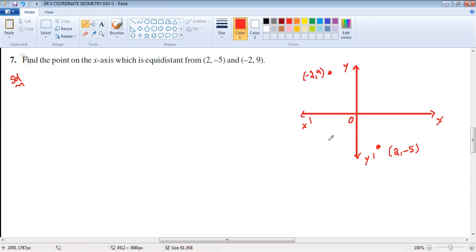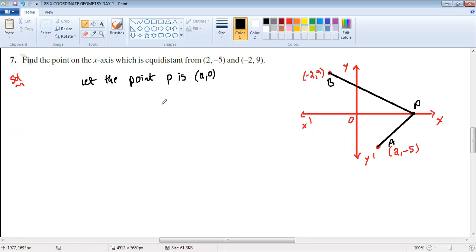Find the point on the x-axis, anywhere on the x-axis. You can take it on the positive side or the negative side, but it is on the x-axis. Now what is he trying to say? It is equidistant from these points. Take this as P, and mark A, B. Let the point on the x-axis be (x, 0). Now it is given that the distances PA and PB are both equal.